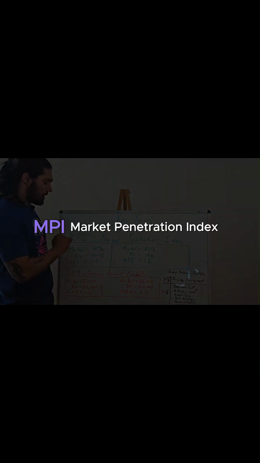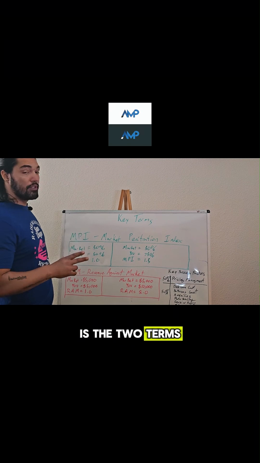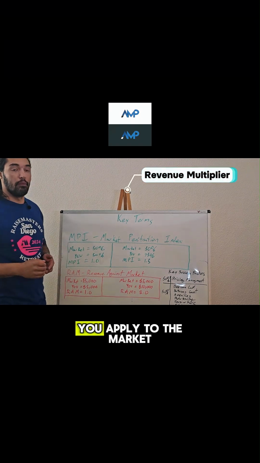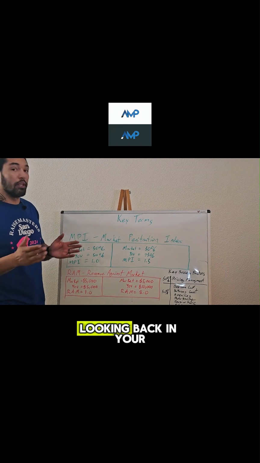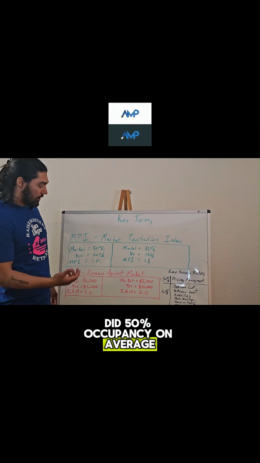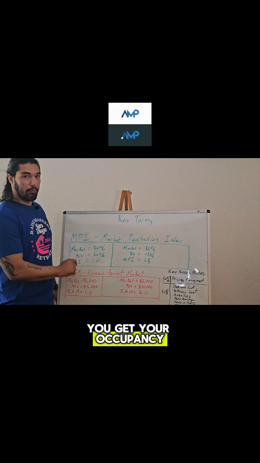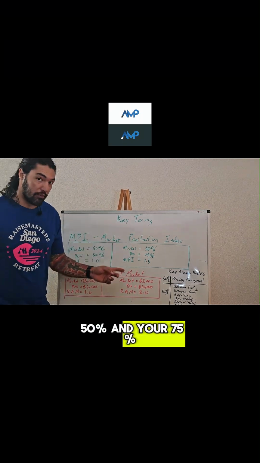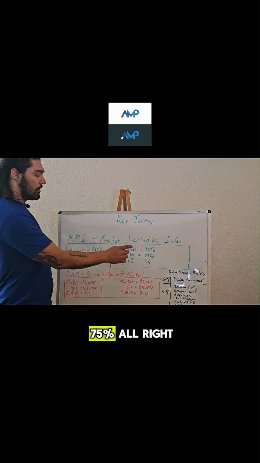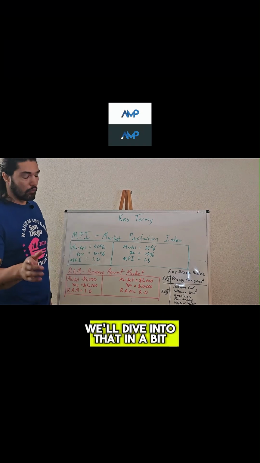All right, so market penetration index and RAM, MPI and RAM. Those are two key terms that you have to understand. These are two terms that we use to determine our nightly rates, all right? So market penetration index is the multiplier that you apply to the market to get to your revenue, looking back at any particular month. So if we look back last month and the market did 50% occupancy on average, and you did 50% occupancy, your MPI is 1. If you multiply the market by 1, you get your occupancy, all right? If the market is 50% and you're 75%, your MPI is 1.5. 1.5 times 50 is 75%, all right? So you generally want to be higher than the market, but not too high. We'll dive into that in a bit.